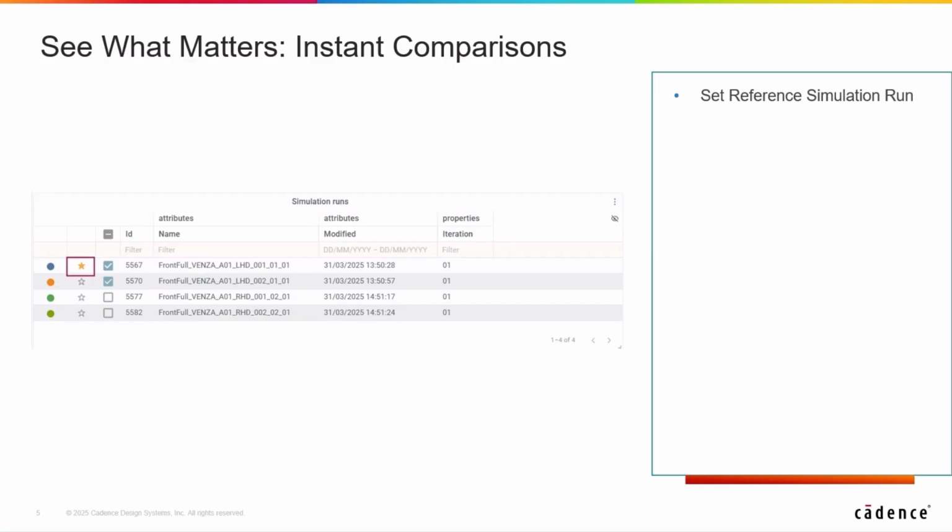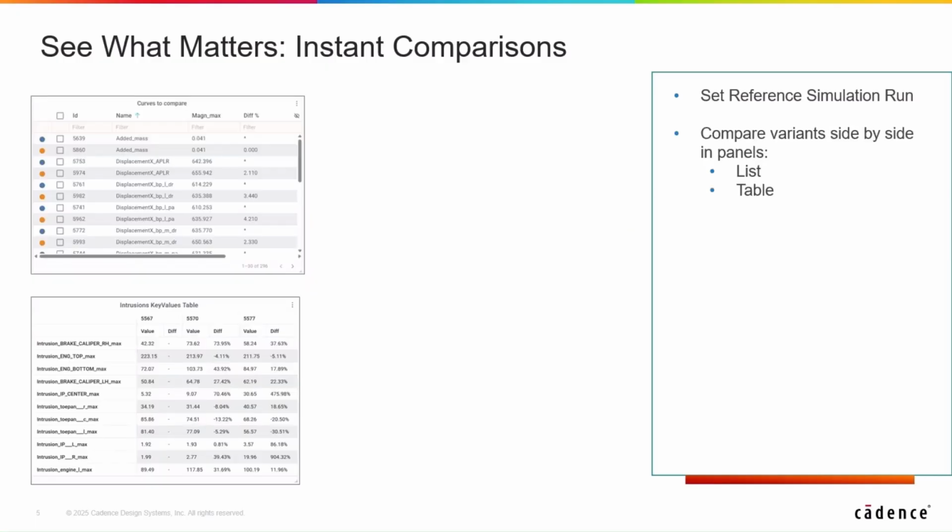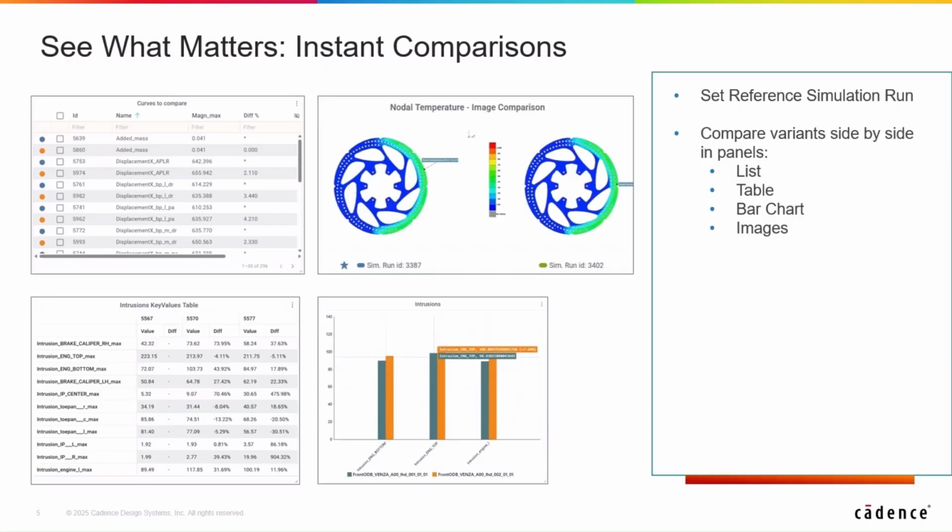It is possible to set a specific simulation model or run as reference and present comparison information of other variants to it. This is currently available for panels of type list, table, bar chart, and media for the images. In this mode, the key reports like values, images, from the different runs or models are matched according to a common attribute, usually their name, and are compared.